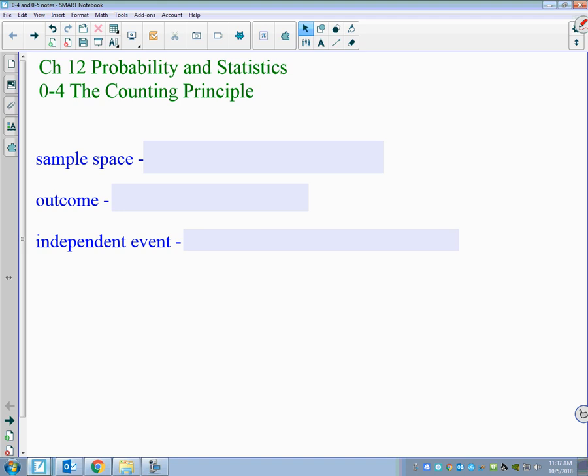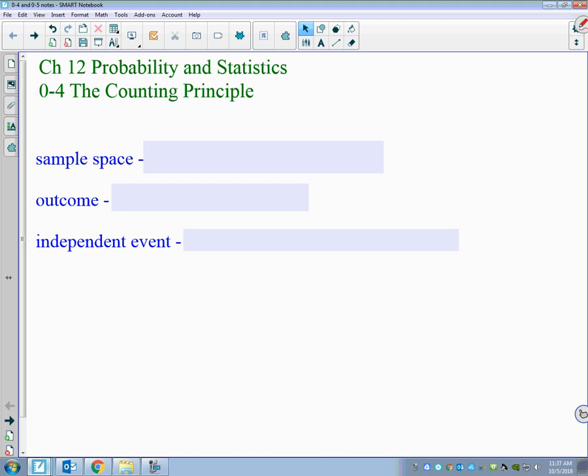The beginning of this book has chapter 0, which are like prerequisite things that you should know already. So we're going to start here and do a couple little sections out of it before we jump to chapter 12. So the first section is 0-4, and it's called the counting principle. And so some words that you should know.